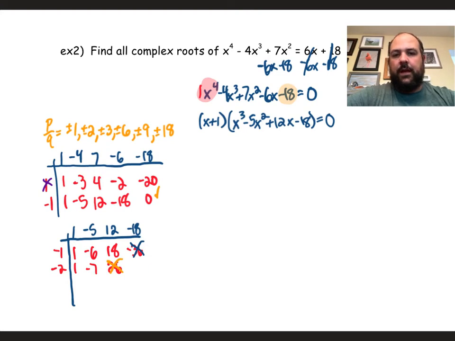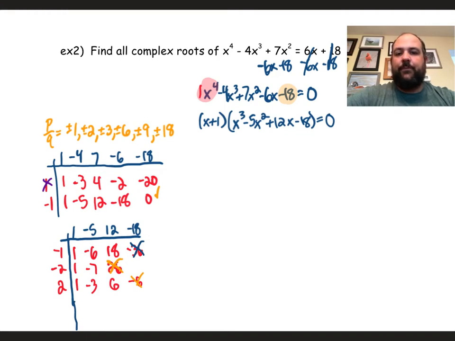All right, let's try positive 2. Bring down the 1. 2 times 1 is 2, plus negative 5 is negative 3. 2 times negative 3 is negative 6, plus 12 is going to be 6. And then 2 times 6 is 12, plus negative 18 is going to be negative 6. Nope, that one didn't work either. All right, so let's keep going here.